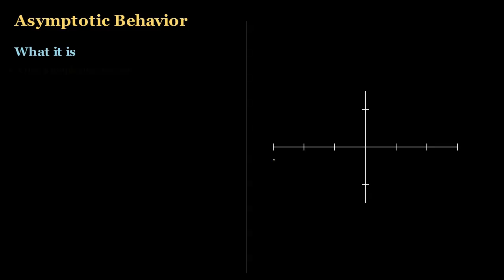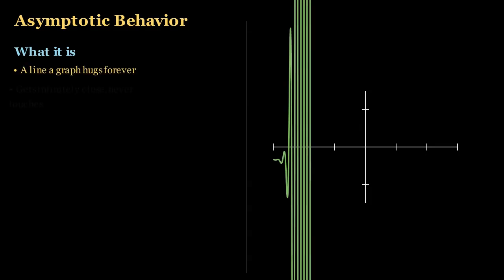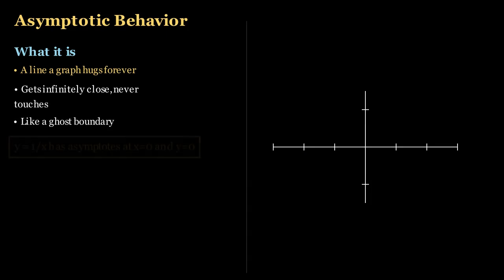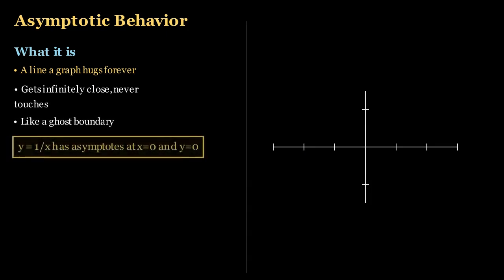Imagine a graph that runs off toward the edges of the coordinate plane, getting closer and closer to a straight line, but never quite landing on it. That line is called an asymptote. The word comes from Greek, meaning not falling together. The curve and the line are forever chasing each other but never meet. It is like a ghost boundary that the graph can approach but never cross.